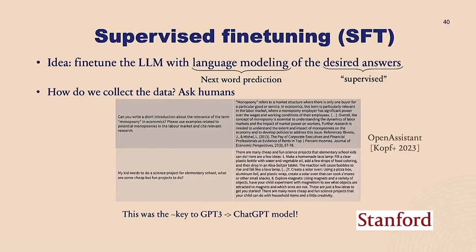So this type of supervised fine-tuning or alignment is really the key of ChatGPT. This is what made the big jump from GPT-3, which was mostly known by AI researchers, to ChatGPT, which became known by basically everyone.